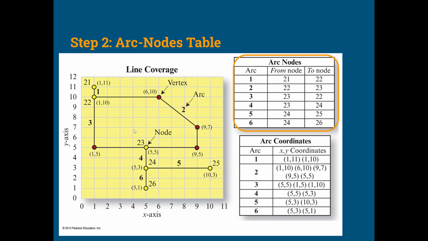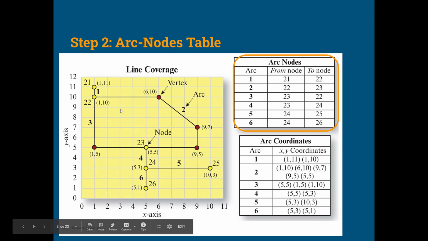Arc number 2, let me find where it is here. It starts from node 22 and ends at 23. So arc number 2 goes this way, and so on. For each arc, you're going to define the shape points. For example, arc number 2 starts from here, from 22, and then next are the vertices 6 and 10, and then 9, 7, and 9, 5, and 5, 5, and here.